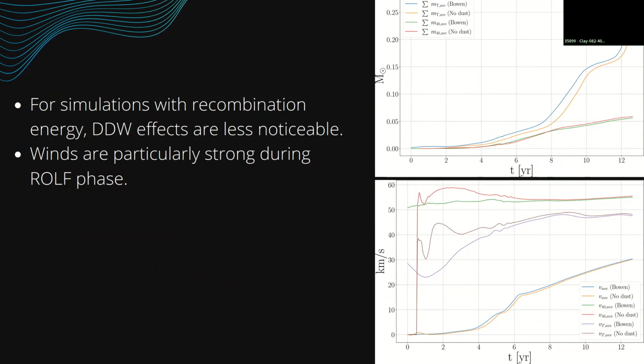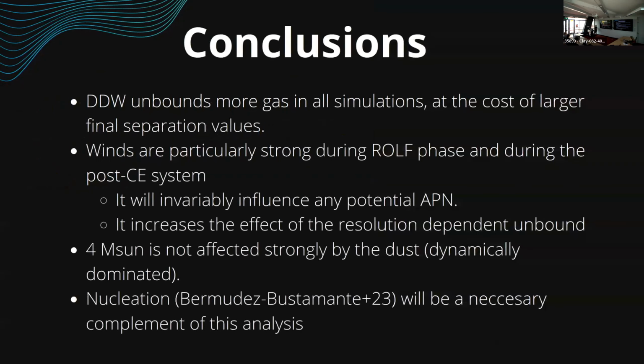The winds are particularly strong during the Roche lobe overflow phase. That's why you have the faster interaction. And just for conclusions, the dust-driven winds unbind more gas in all the simulations at the cost of having larger separation values. The winds are particularly strong during the Roche lobe overflow phase and during the post-common envelope system. This is good because they will shape the APN, but it also increases the effect of the resolution-dependent unbound mass. That is not being affected much for the high mass simulations, and nucleation will be a necessary complement for this analysis. Okay, thanks everyone.